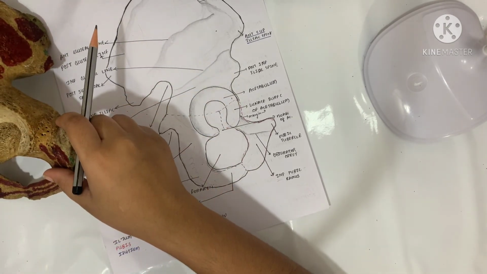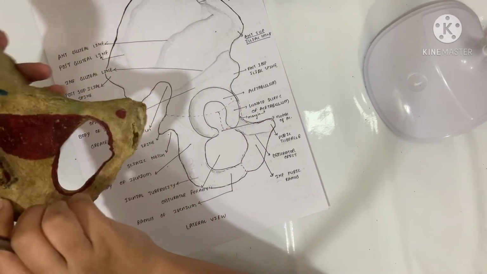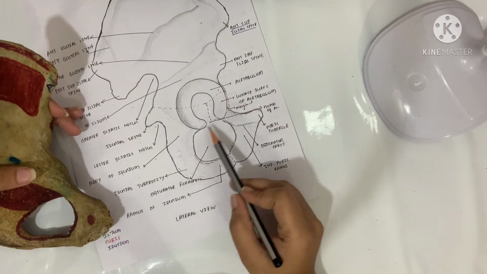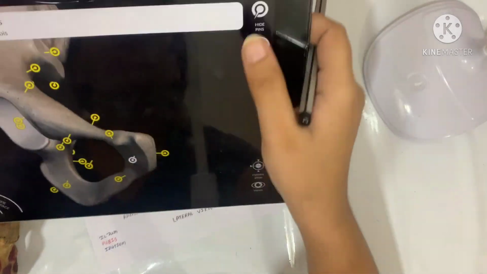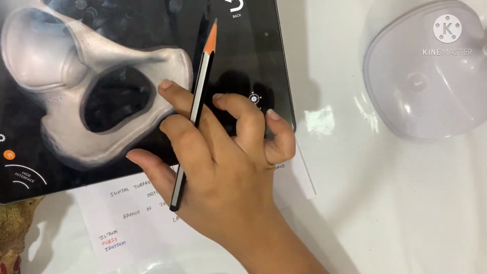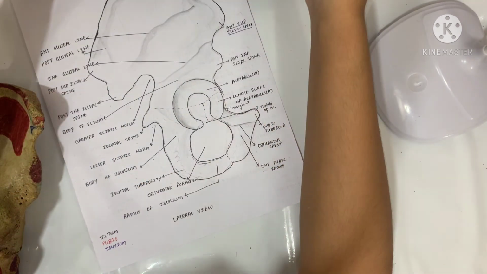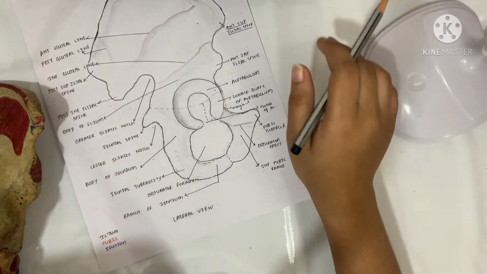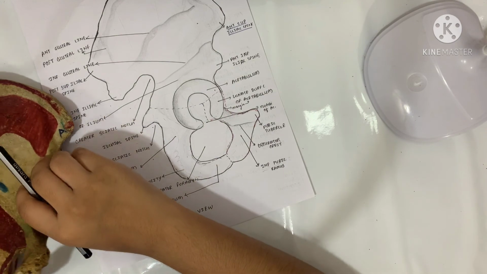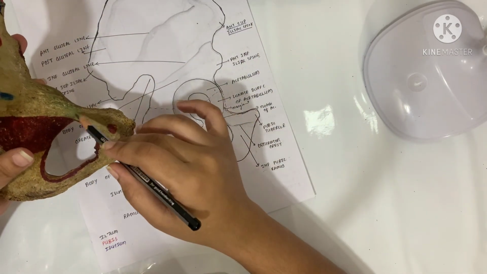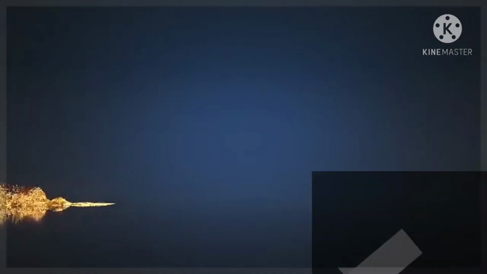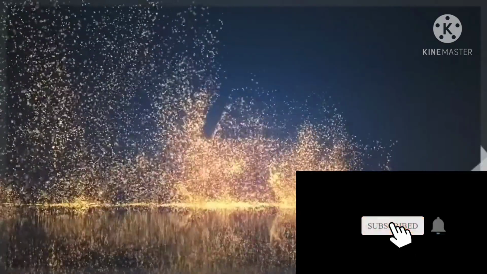Then coming to the next point, that is the obturator foramen. This is the obturator foramen. See, it is a large gap. It is a large gap in the hip bone lying antero-inferior to the acetabulum, bounded by the pubis and ischium only.